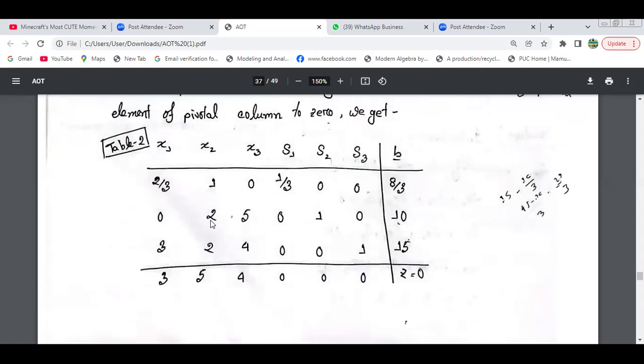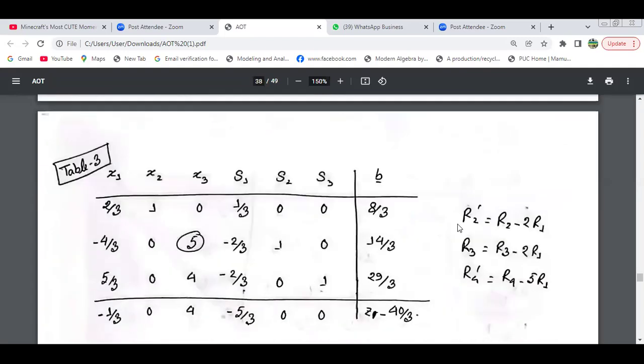Now we'll reduce this pivotal element 2 to the 0. Okay, row 2 will be what? Row 2 minus 2 into row 1. Then row 2 will be 1, 0, and row 3 what?